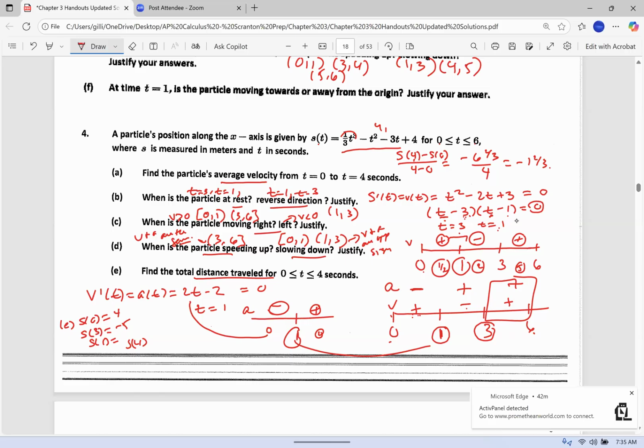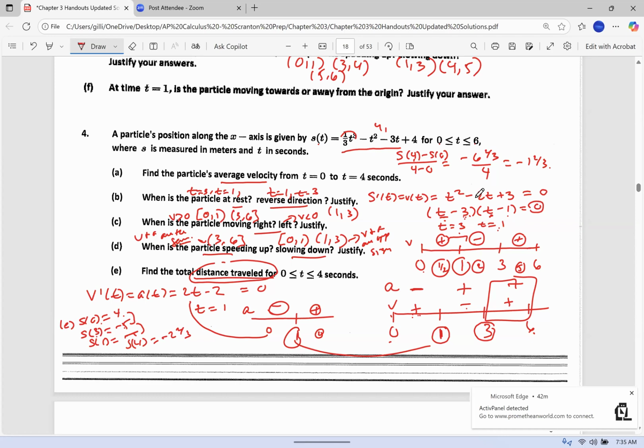So you need to figure out S at 0, which is 4. You need to figure out S at 1. S at 3 is -5. And S at 4, which was -2 and 2/3. And take the difference in those positions, add them up, and that's the total distance traveled in that.